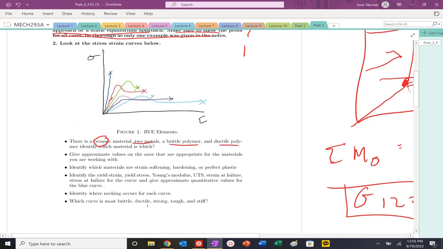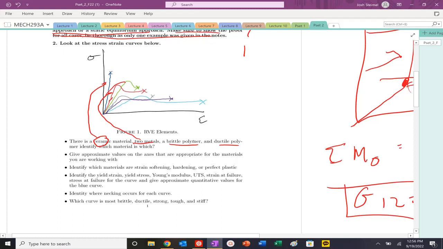and how to do this problem. So I'm looking at these stress strain curves. There's ceramic, two metals, brittle polymer, ductile polymer. Identify which material is which. Ceramic, definitely that one there. Metal, these two right here, the red and the green.